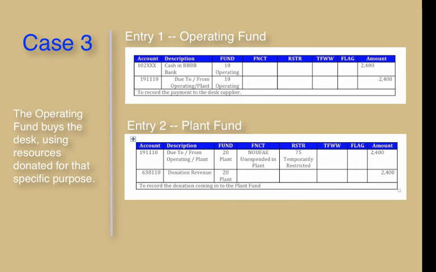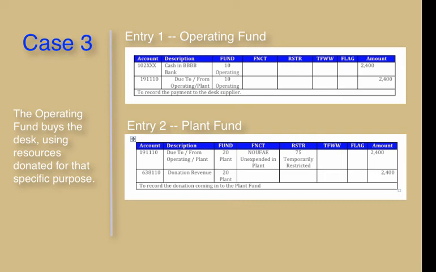In the second entry, we will be working on the plant fund side. This is a debit to account 191110, the due to from operating plant account, and the analysis that we need is Fund 20, function NOUFAE, which is the unexpended in plant function, with a restriction of 75 because these resources have been temporarily restricted. The credit side of the entry would go to account 638110, the donation revenue account, and the analysis that we need is Fund 20. This records the donation coming into the plant fund.